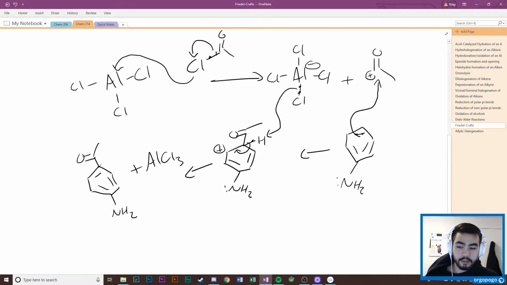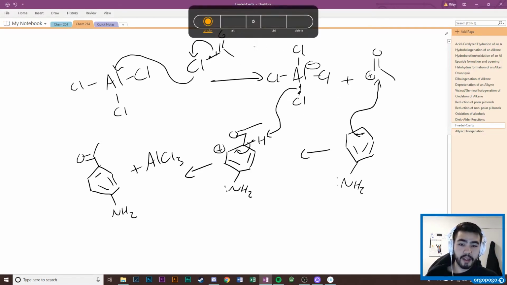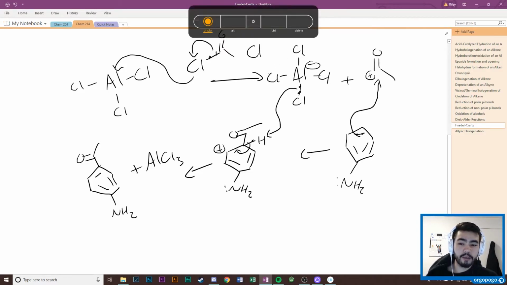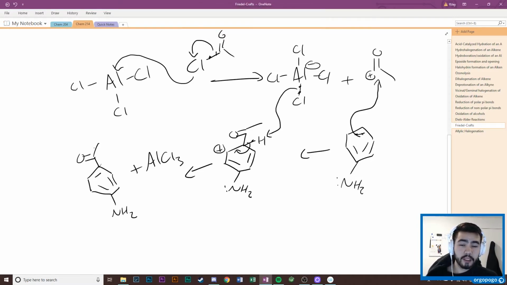You could add any electrophile, really, para to your electron donating group. Let's say, instead of the acyl chloride, I had something like CH3Cl. I can do the exact same mechanism, and I would just add a methyl group across from it. This is another way to generate carbon-carbon bonds through aromatic electrophilic substitution. So if you need to add something to a benzene, this is probably the way that you're going to go.